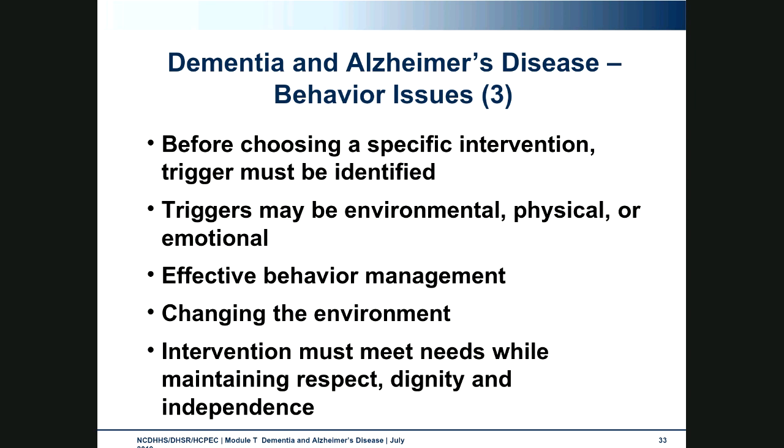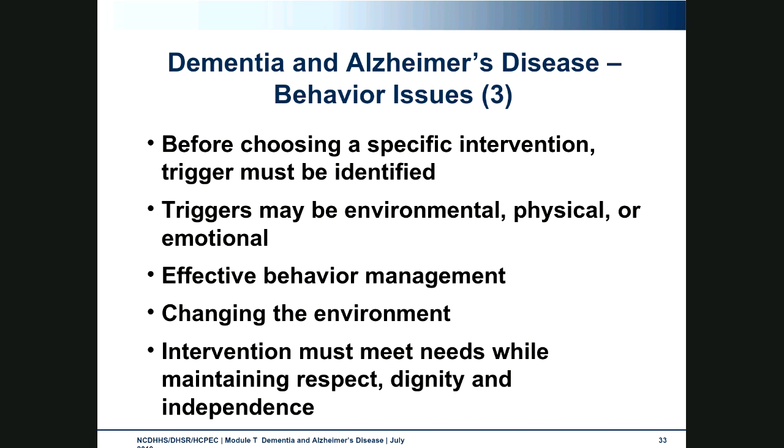So if the trigger is moving furniture, if the trigger is the visit of a specific person, if the trigger is a loud noise, or the resident's too cold, the resident's too hot, we need to know that so we then can intervene appropriately. If they're too hot and we're putting blankets on them, then chances are the behavior is going to get worse, right? If the behavior is triggered by a loud noise on the TV, and we haven't turned the TV off, we won't know that the resident is still being triggered.